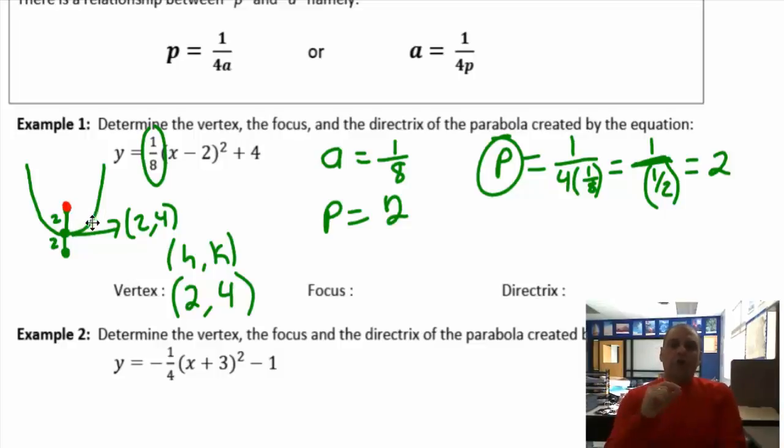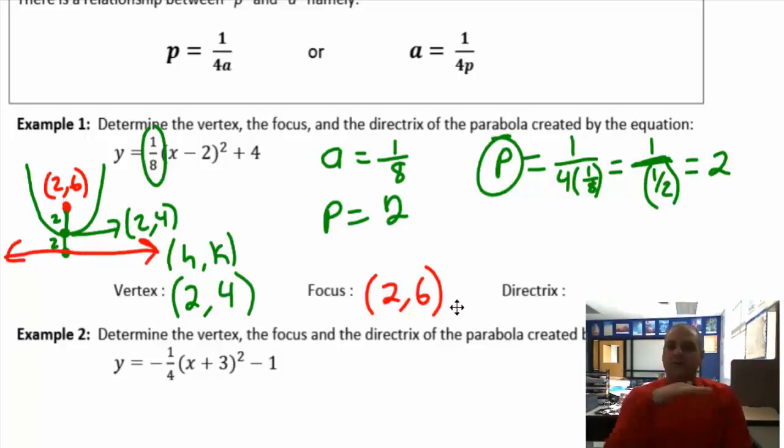The focus is up 2 units from the vertex (2, 4). If you go up 2 units, you're adding 2 to the y, so my focus is going to be (2, 6). For my directrix, you go down 2, and the line is right here, parallel. The directrix is always going to be y equals something. Instead of going up 2, I go down 2. If this is 6 and this is 4, this is now 2. So y = 2 would be my directrix.